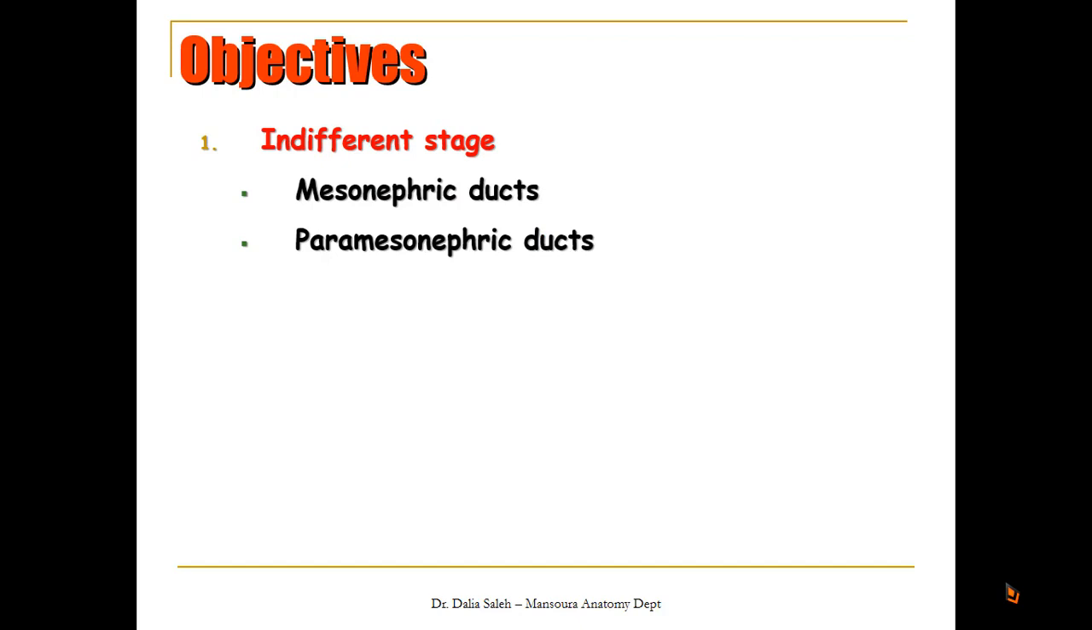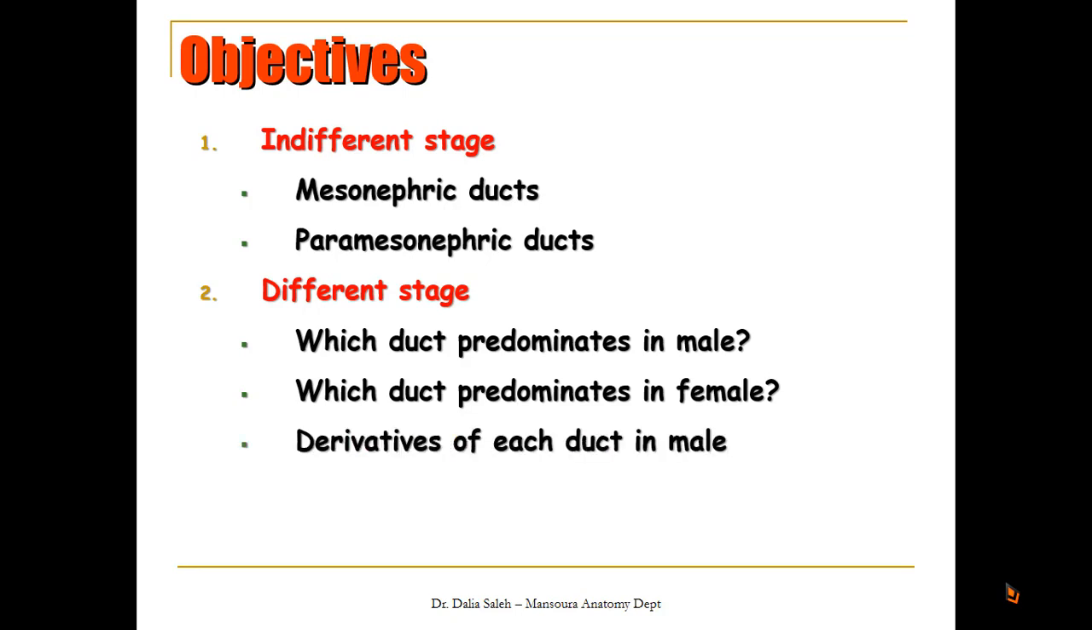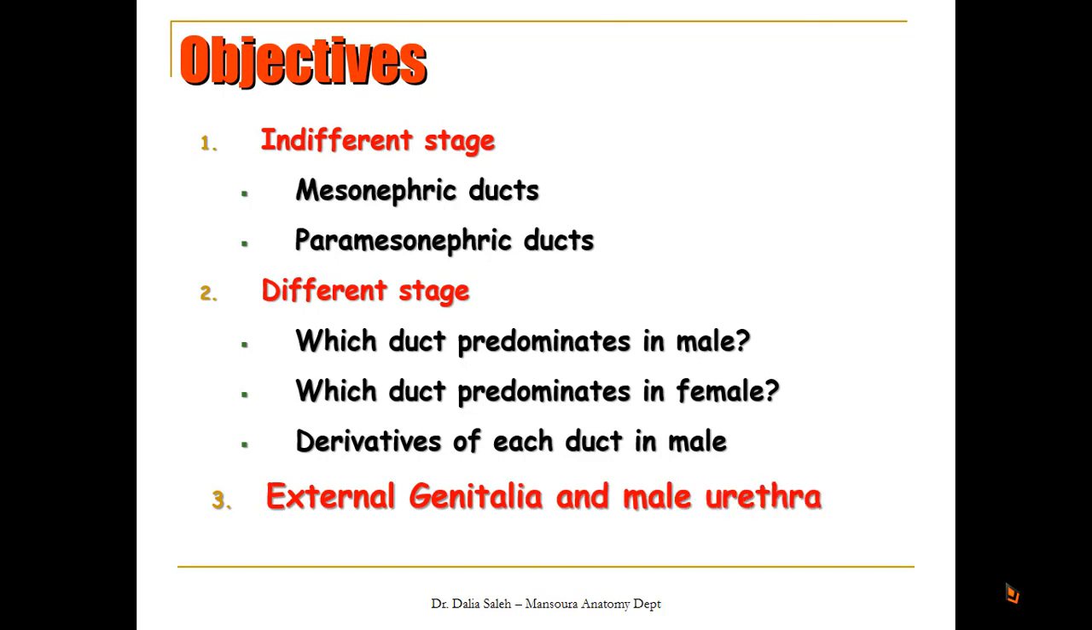The objectives of my presentation will be, first, we will cover the indifferent stage regarding the development of the mesonephric ducts and the paramesonephric ducts. Then we will discuss the different stage in development of the male duct system, and we will try to answer the following questions. Which duct predominates in male? Which duct predominates in female? And the derivatives of each duct in male. And then I will talk about the external genitalia and male urethra development.